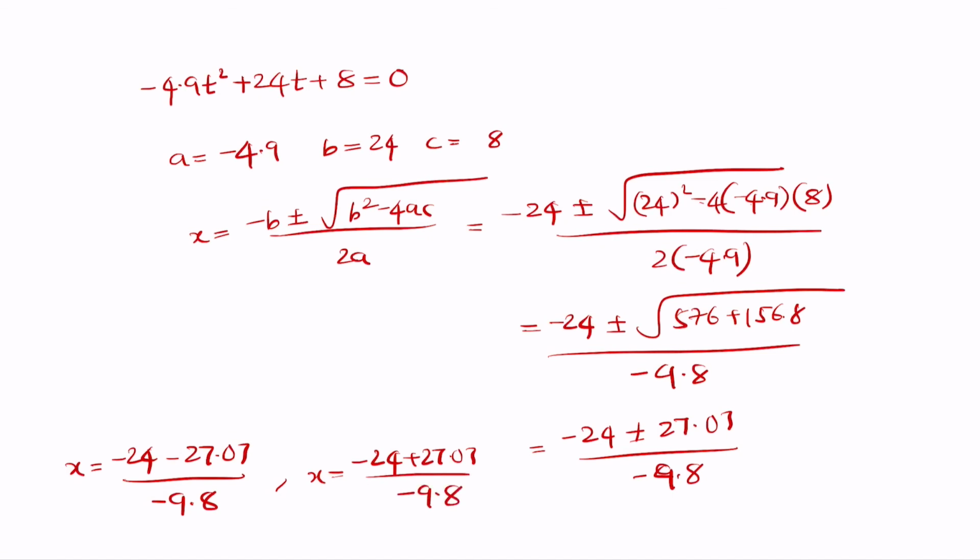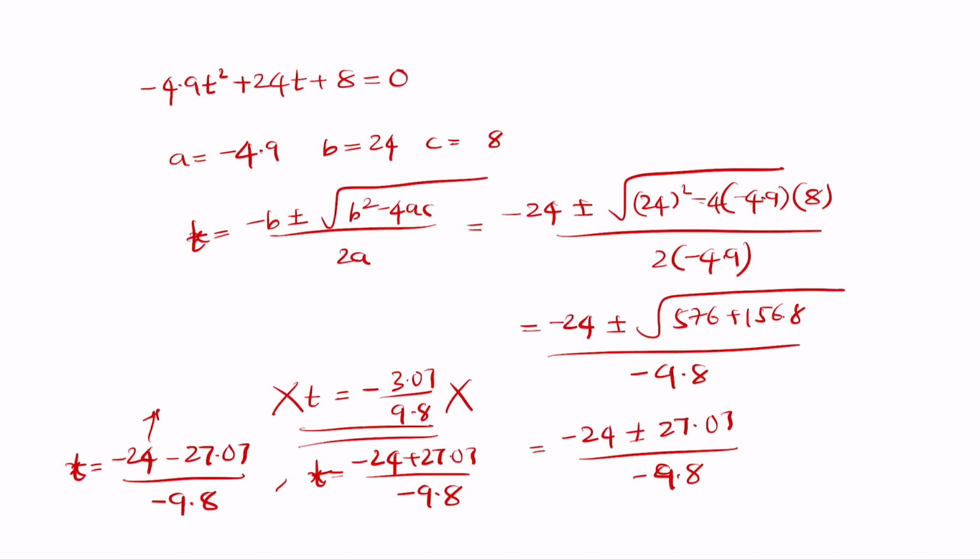So the x value here represents time, so let's replace it with time here. If you look at the second value, we have 27.07 minus 24, so it becomes negative 3.07 by 9.8. Notice that time is never negative, so this is wrong. So choose this one now.